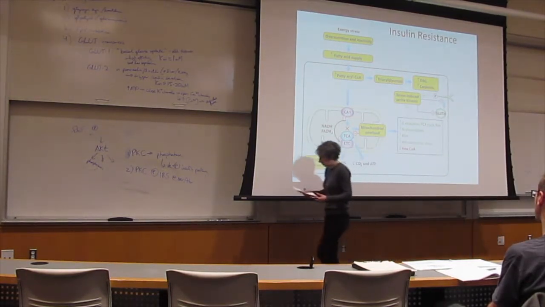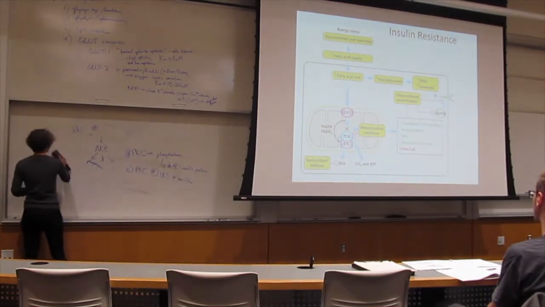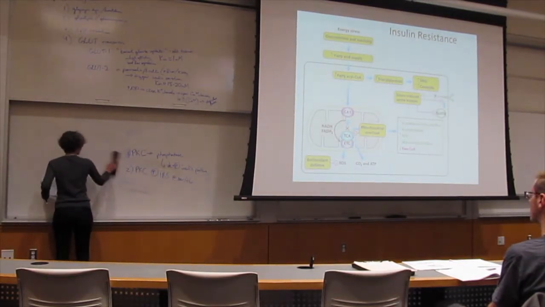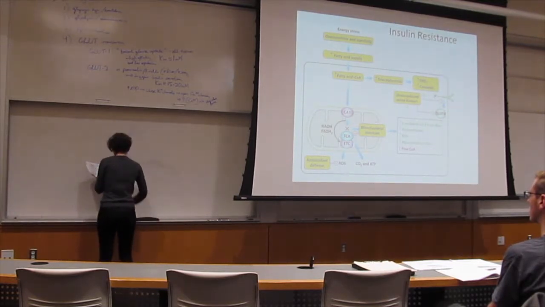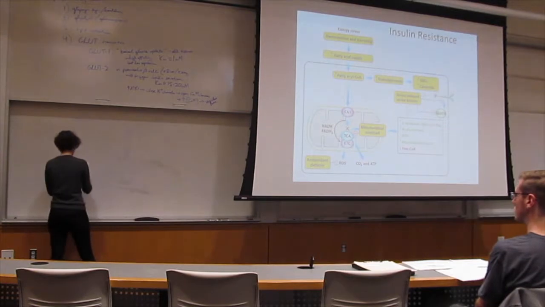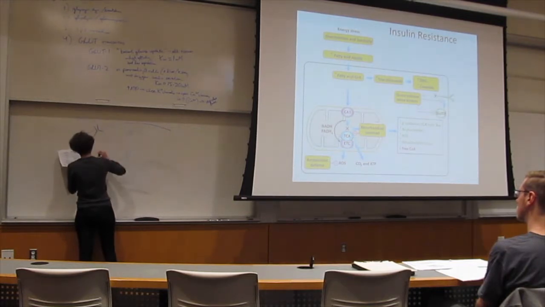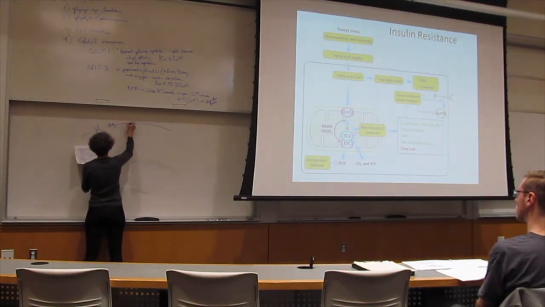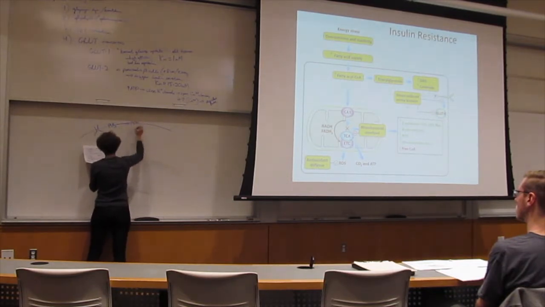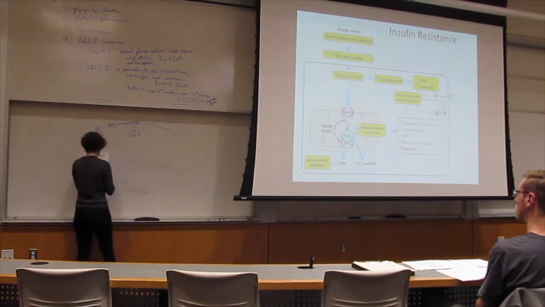Now, ceramide is also just a phospholipid. Okay, here, I'll draw you a picture. I like pictures. So here's my insulin receptor. Here's my PIP3 that gets made, that activates the PDK, that then activates the AKT, and so on.